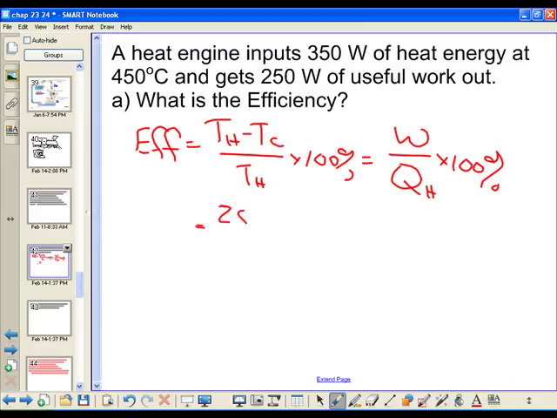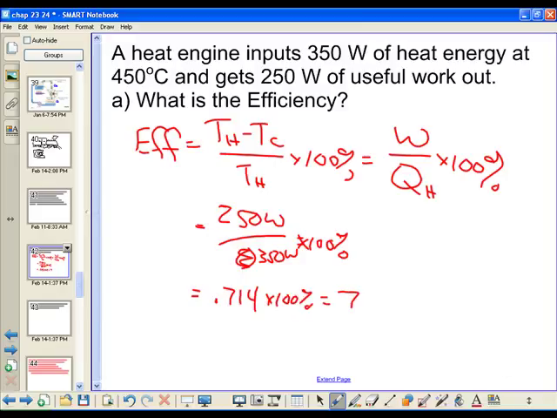So I have 250 watts divided by 350 watts times that 100%, which is 0.714 times 100%, or 71.4%.